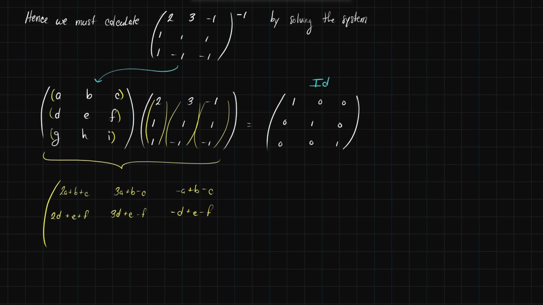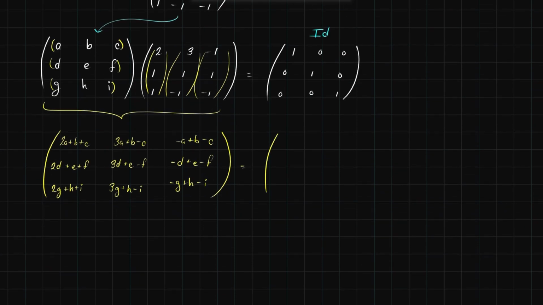We have GHI on 2, 1, 1, which is 2G plus H plus I. GHI on 3, 1, negative 1 is 3G plus H minus I. And we have GHI on negative 1, 1, negative 1 is negative G plus H minus I. So that's the matrix multiplication on the left. We're hoping that this is equal to the identity matrix 1, 0, 0, 0, 1, 0, 0, 0, 1.